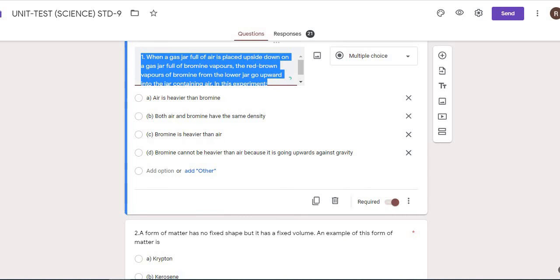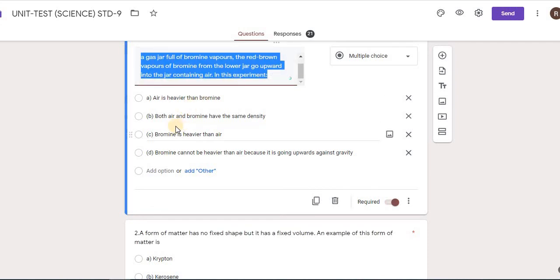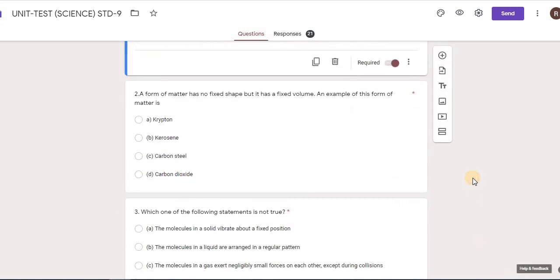Let's see one more time. When a gas jar full of air is placed upside down on a gas jar full of bromine vapor, the red-brown vapor of bromine from the lower jar goes upwards into the jar containing air. In this experiment, the right answer is C, that bromine is heavier than the air. Now the next question.